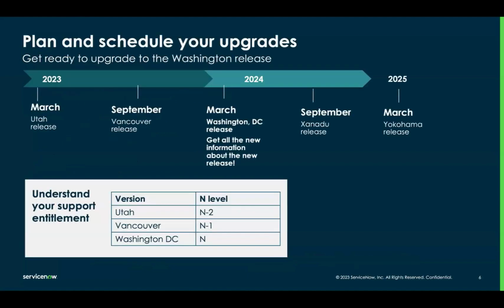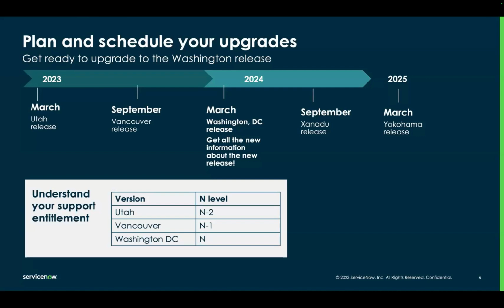So before we get started, I just want to bring your attention to something you should be thinking about as you're planning and scheduling your upgrades, which is our release timeline. Recently we've moved to a policy where we're asking our customers to be N-1 or more current. Previously it was N-2, but our newer contracts are stipulating N-1.